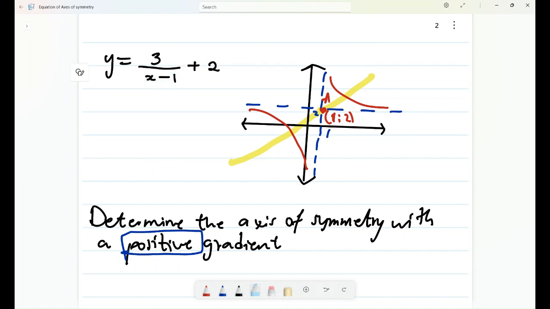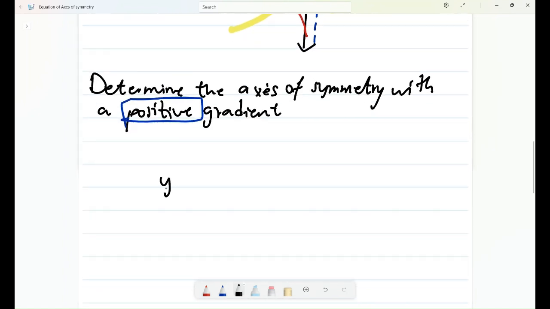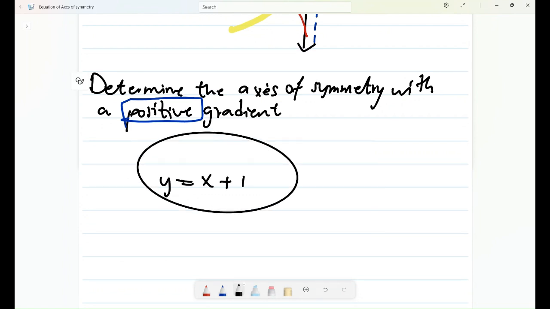Take this part. What am I going to do with that part now? Because they want me to calculate the axis of symmetry. How am I going to use this now? Remember the answer that we got here was y is equal to x plus 1. Take that in mind.